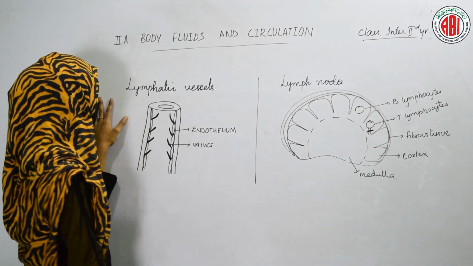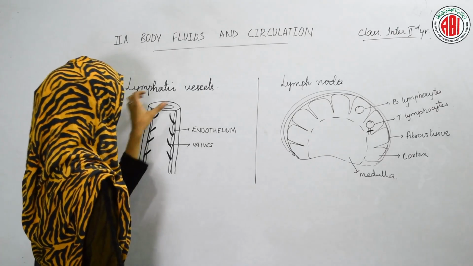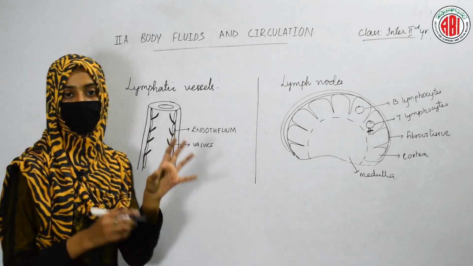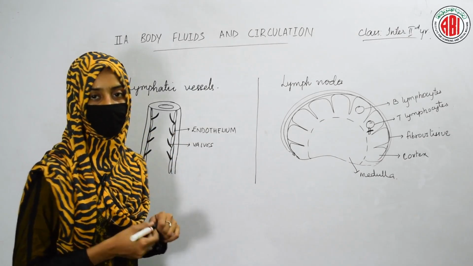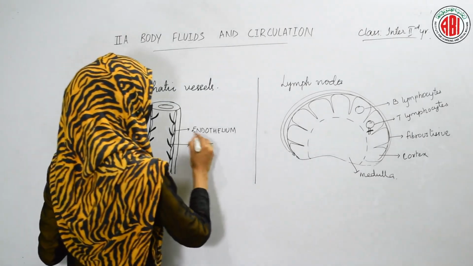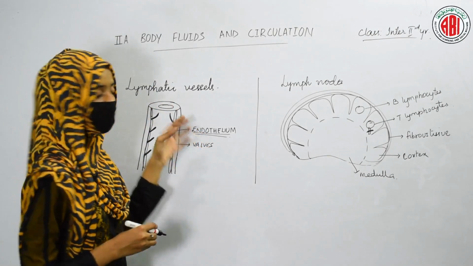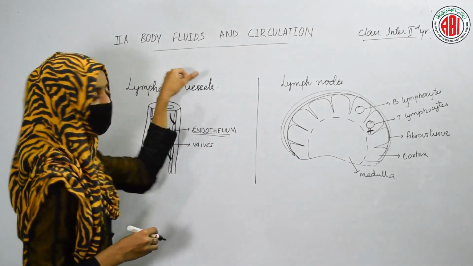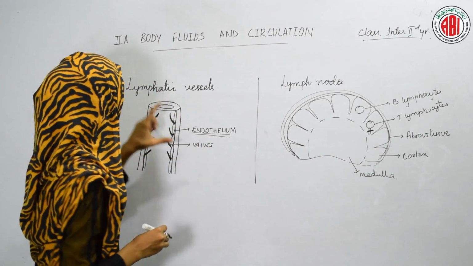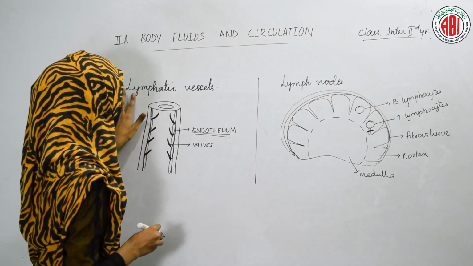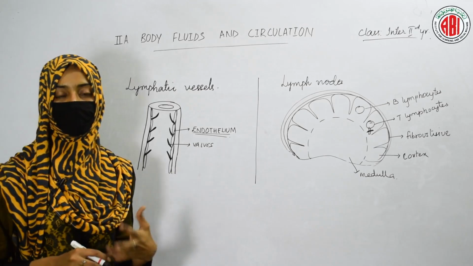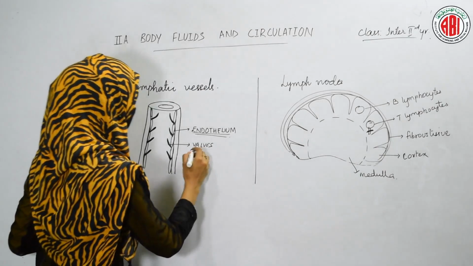When we look at the structure of lymph vessels, these are pipe-like structures. These are vessels in which a layer of squamous epithelial cells is found, and we call that layer the endothelium. Already in the last topics we have seen that whenever a layer of squamous epithelial cells is present, we call it endothelium. So endothelium is present in the lymphatic vessels, and valves are found in them, like in veins, where you can see the presence of valves.